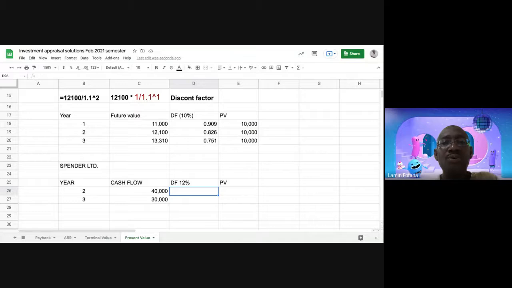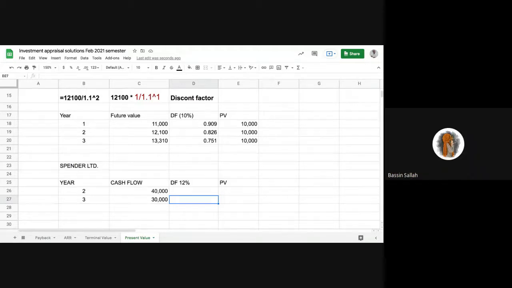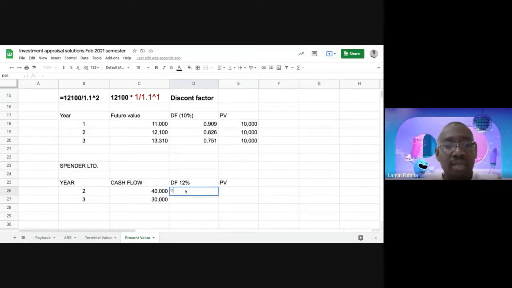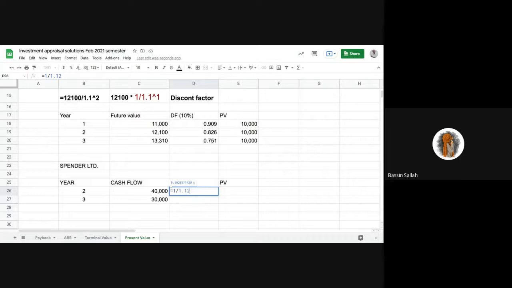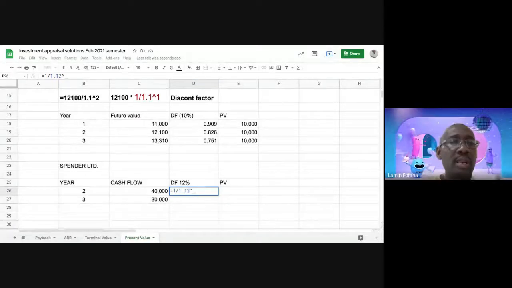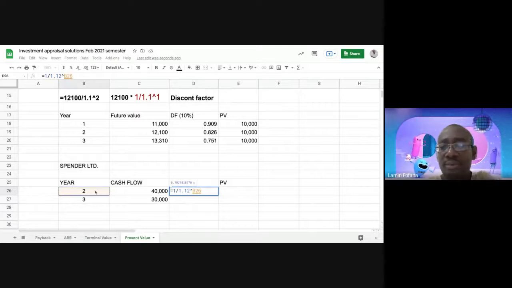Who can give me the formula for that? It's going to be equals 1 divided by 1.12, raised to the power D26. Thank you. We enter.